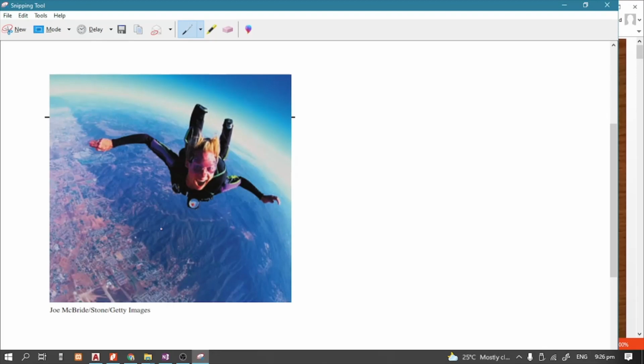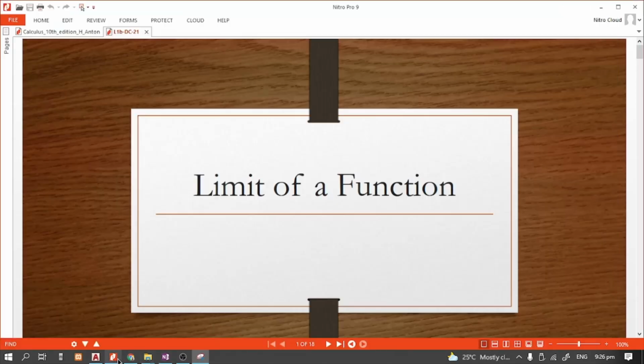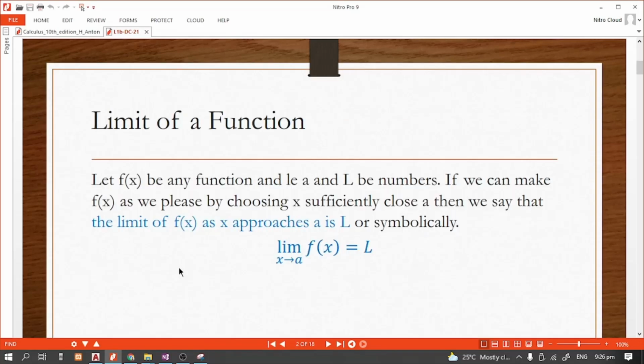its maximum velocity that can be attained. So the concept of limit is the fundamental building block on which all calculus concepts are based. So in this lesson, you will learn how to determine the limits of a function.